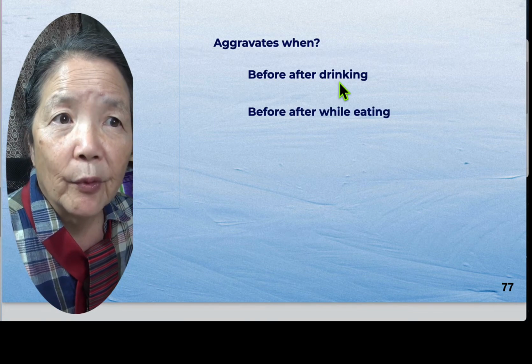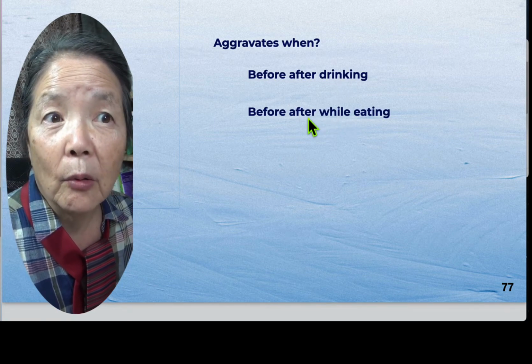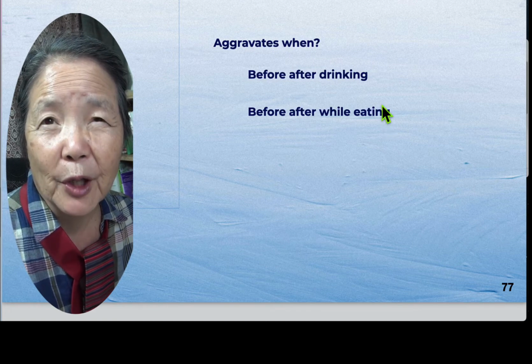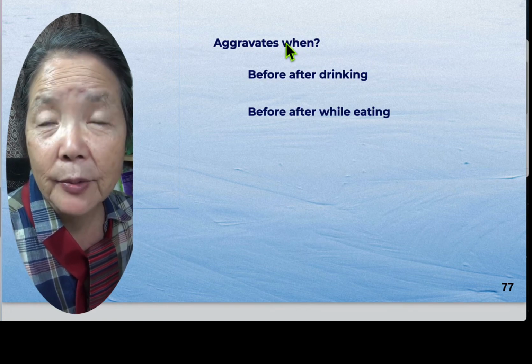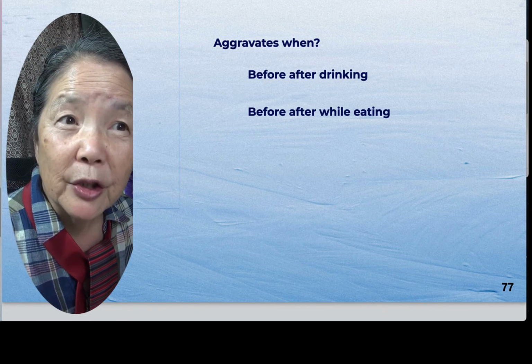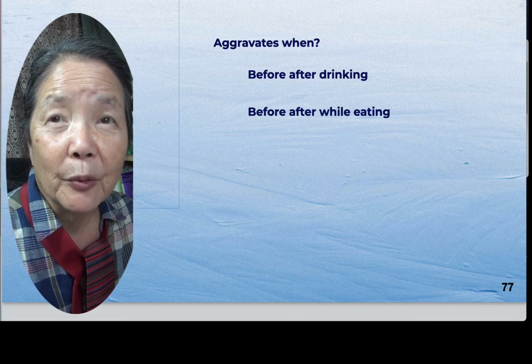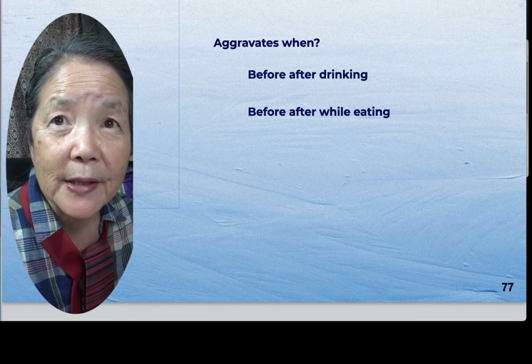Aggravates when, before or after drinking, before, while, or after eating. So you can think about those as a set, right? The general question would be, when do you have trouble eating or drinking? When in the process?